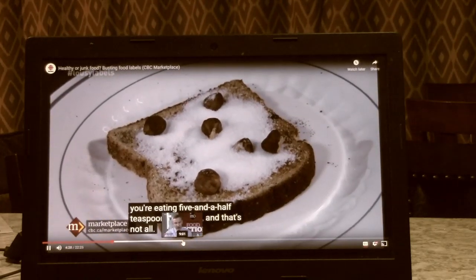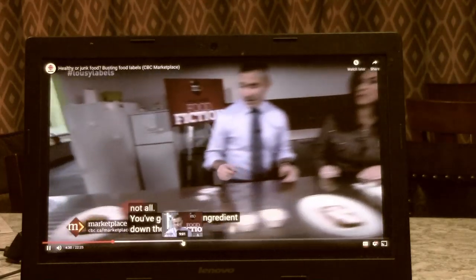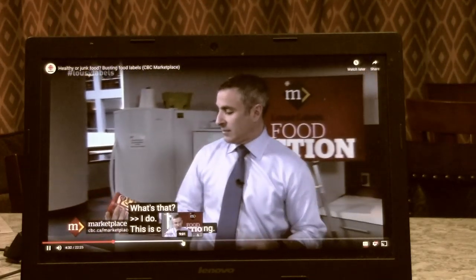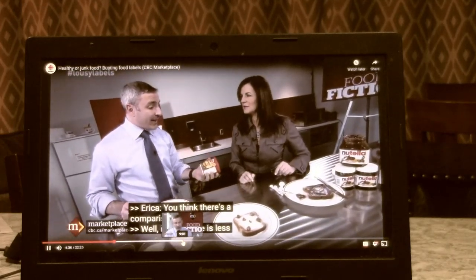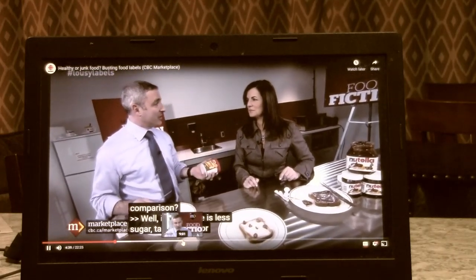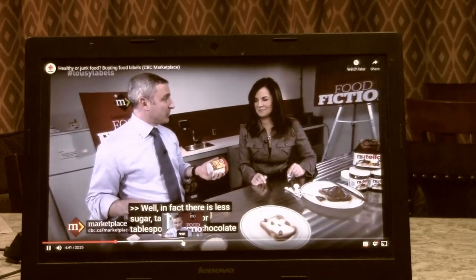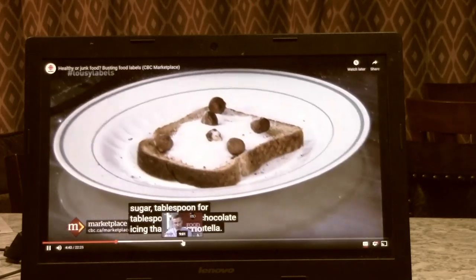And that's not all. You've got another ingredient down there. What's that? I do. This is chocolate icing. You think there's a comparison? Well, in fact, there is less sugar, tablespoon for tablespoon, in this chocolate icing than in that Nutella.